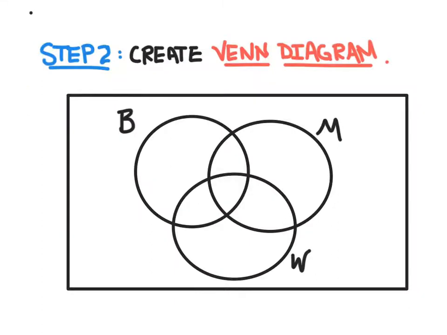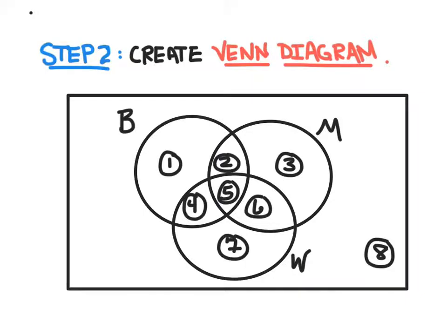The next step would be to create a Venn diagram representing the three sets that we're working with. So we have B, M, and W here. And what I'm going to do is number each of the different segments that I see in my Venn diagram. So you can see that there are actually 8 different sections here.